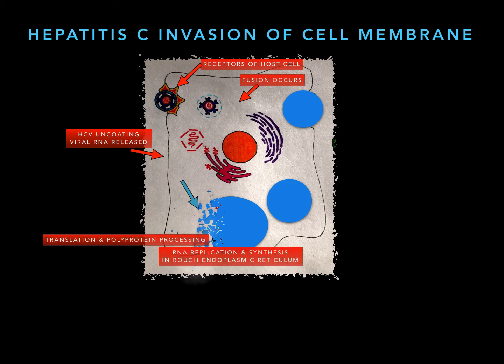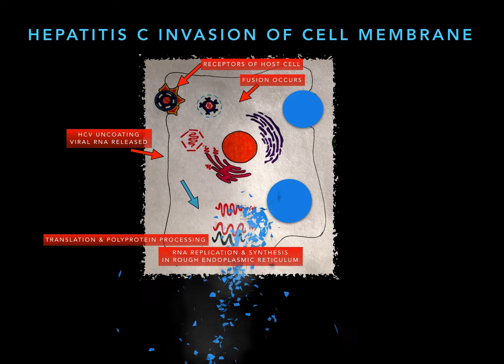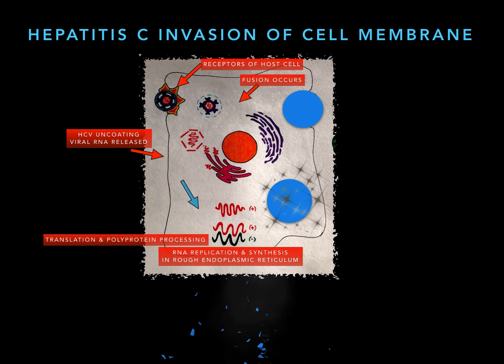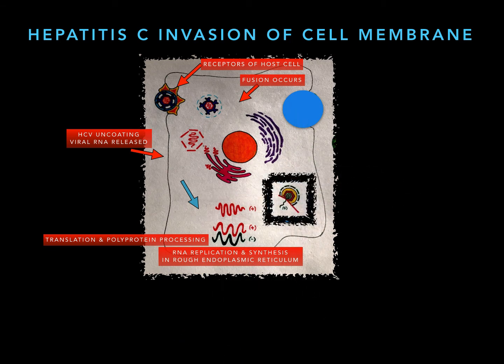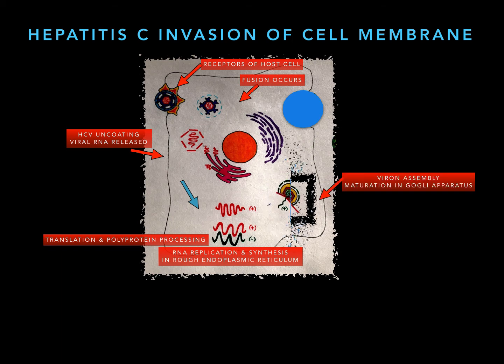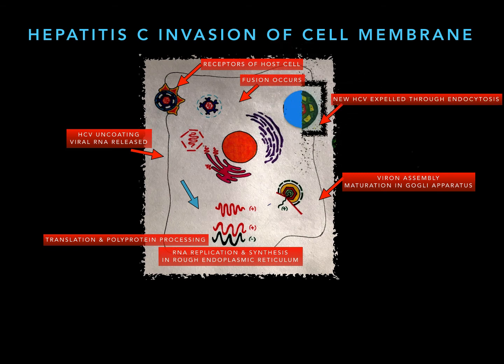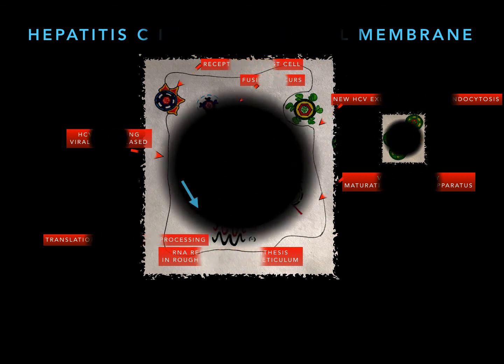Translation and polyprotein processing now occur. Replicating RNA for viral replication complex occurs in the rough endoplasmic reticulum. New viral RNA creates virion assembly after undergoing RNA synthesis. New HCV viruses mature in the Golgi apparatus. It is expelled through exocytosis from the host cell.